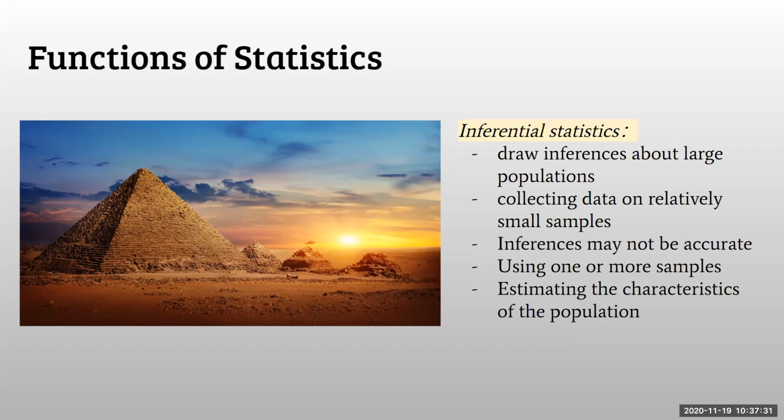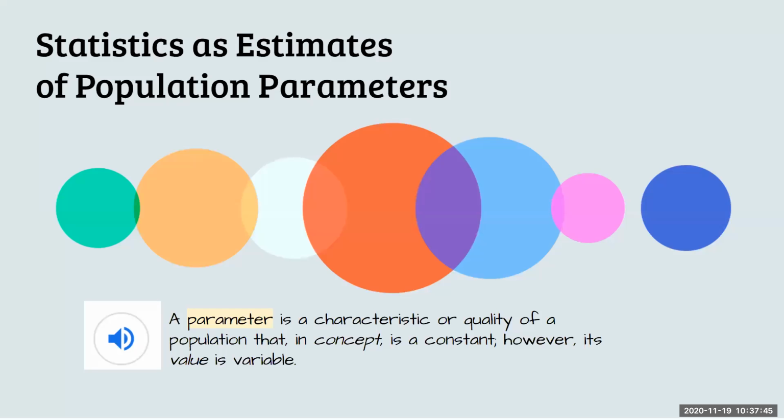Perhaps you have become well acquainted with a small number of Egyptians. From this small sample of the Egyptian population, you might infer what Egyptian people in general are like. And this is an example of using inferential statistics. Moving on to the next slide.